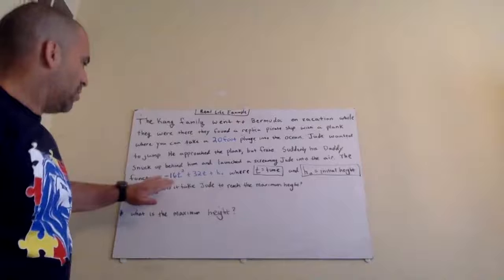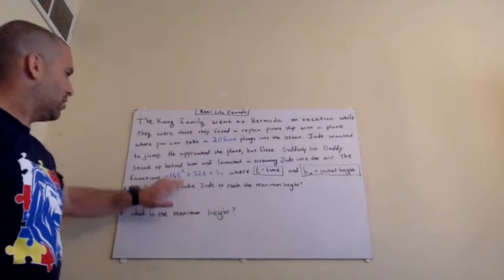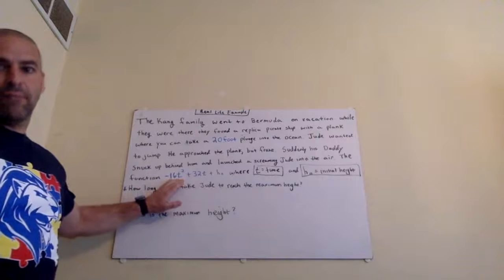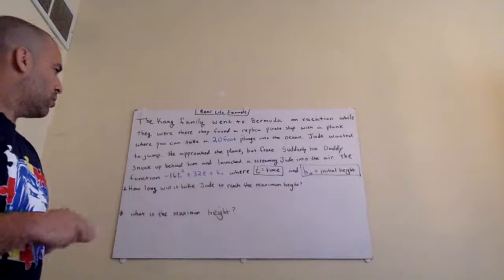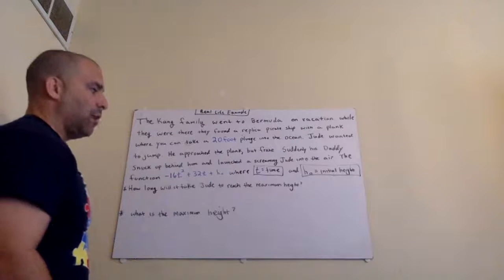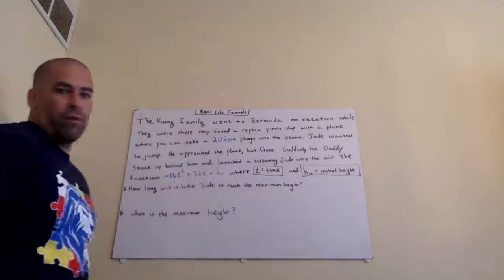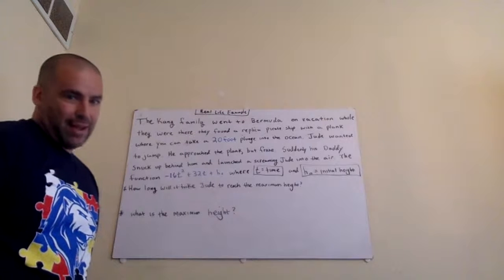Now, if you take a look at this function here, clearly we're dealing with a parabola because the leading coefficient is to the second power. Also, because this number here is negative, we're looking at a parabola that opens upside down. Understand I can't draw.